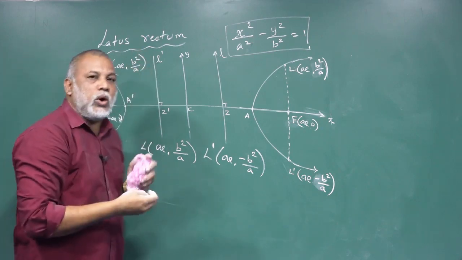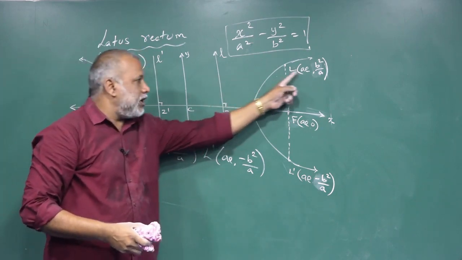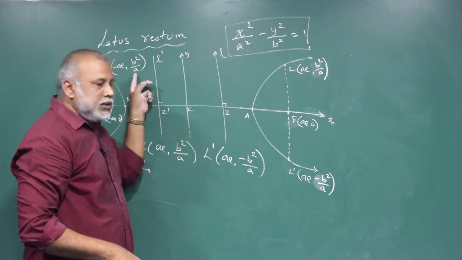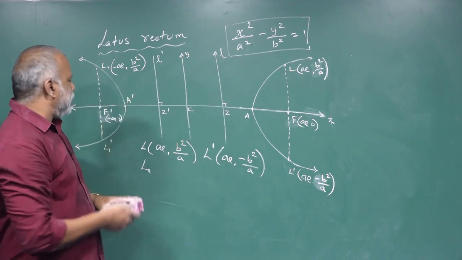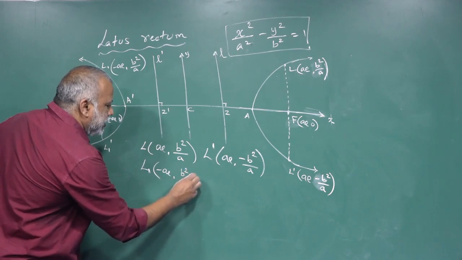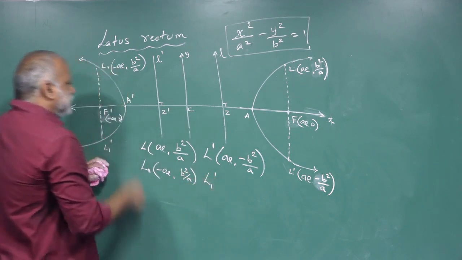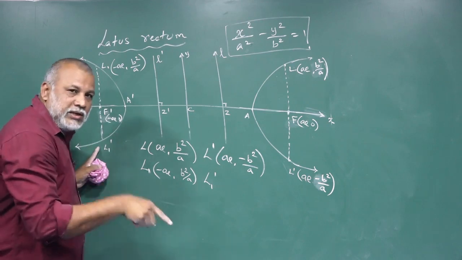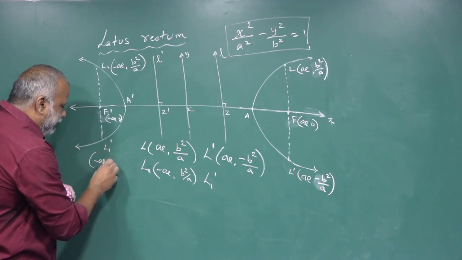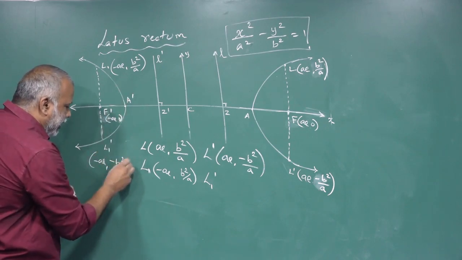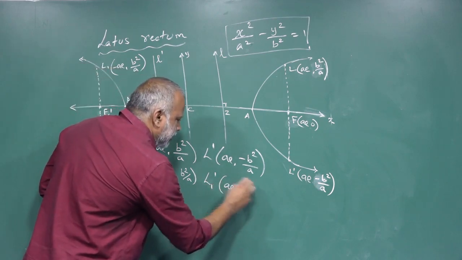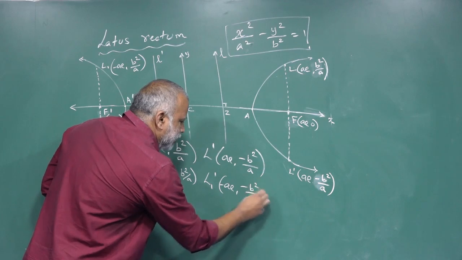So just think about the quadrant. In the first quadrant both are positive. In the second quadrant, X takes negative, Y takes positive. So minus AE comma b squared by a. Therefore L1 is minus AE comma b squared by a. Now see L1 dash, which lies in the third quadrant. In the third quadrant both X and Y must be negative. Therefore this must be minus AE comma minus b squared by a.